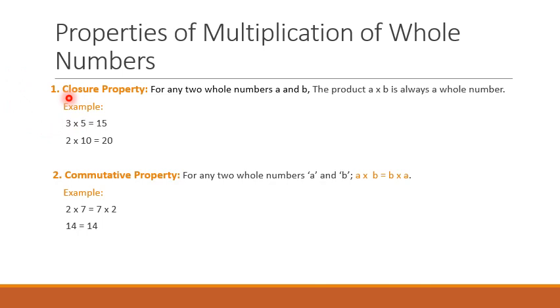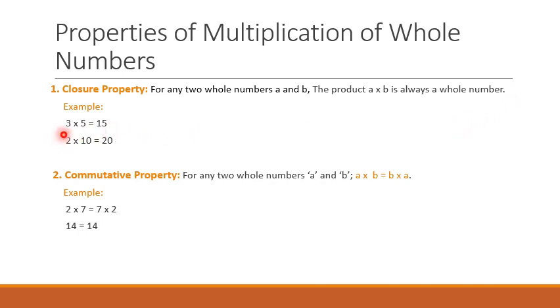So the first property is the closure property. It says for any two whole numbers a and b, the product a times b is always a whole number. Now what does it mean? It means that if we multiply any two whole numbers, the product will always be a whole number. So let's see it with a few examples.